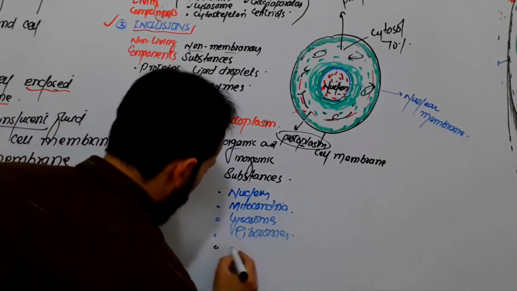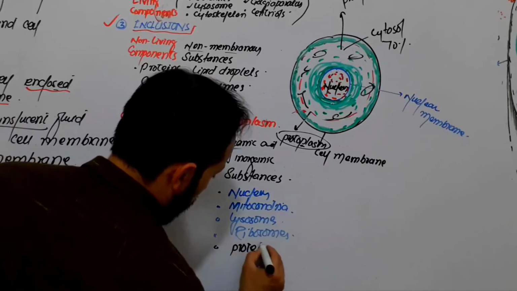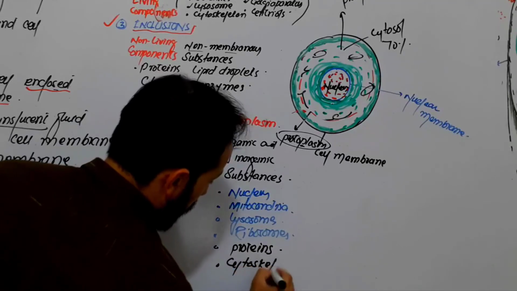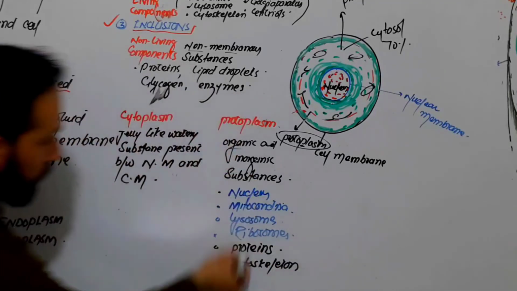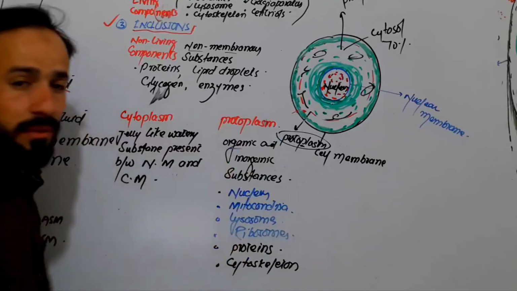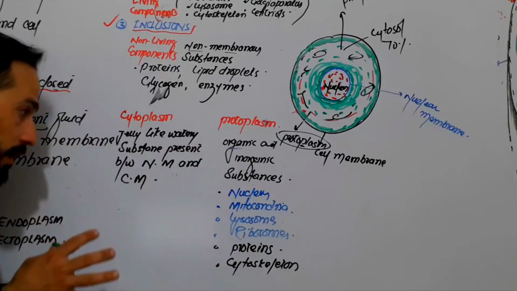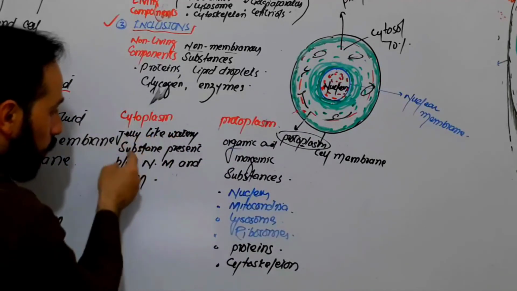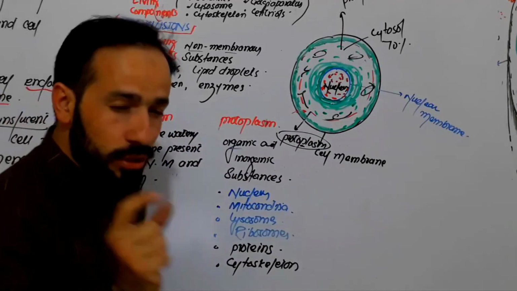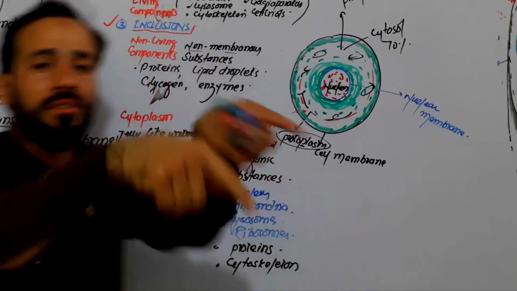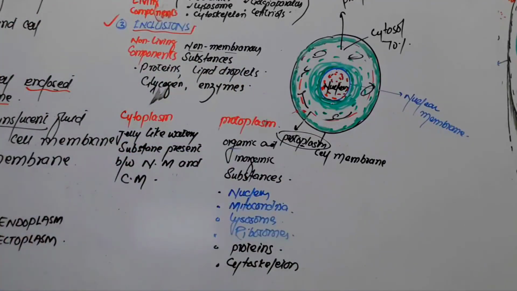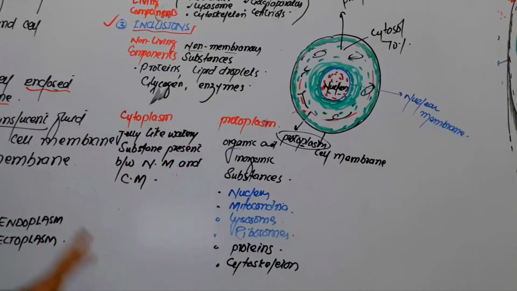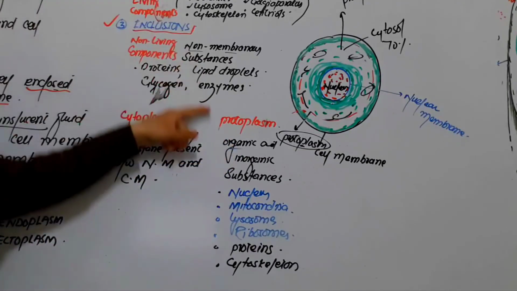There are certain proteins, there is the cytoskeleton. So these are the protoplasm of the cell. And inside this protoplasm we have some jelly-like watery substance. That jelly-like watery substance of the protoplasm is called the cytoplasm. So this is the difference between protoplasm and cytoplasm. I hope you got it. This was the composition of the cytoplasm.